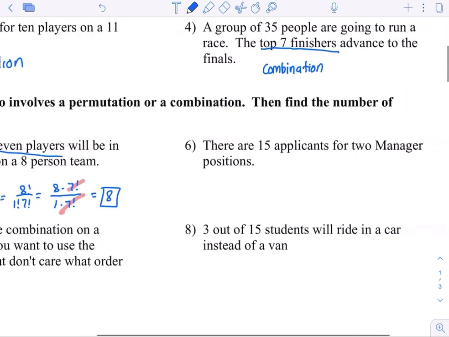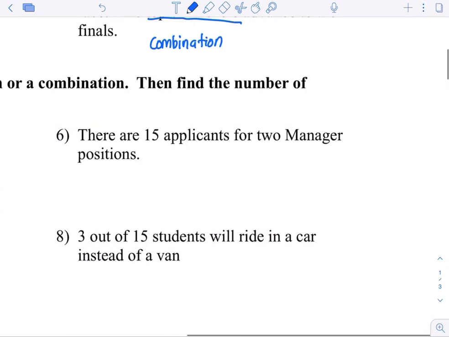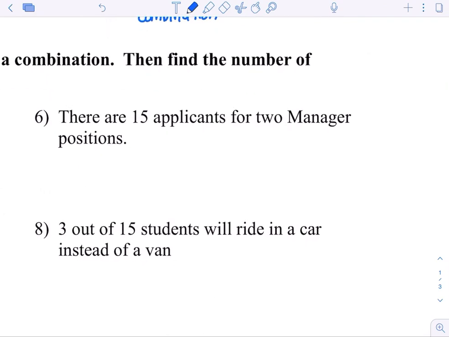All right, 6. There are 15 applicants for 2 manager positions. So 2 manager positions, but it does not matter how we choose the manager positions. Like applicant 15 could be the first manager and applicant 13 could be the second manager, but it does not matter which of the 2 that we select is a specific manager. They're both managers. So this is going to be a combination. The order doesn't matter.